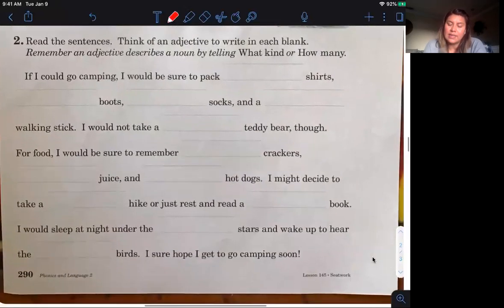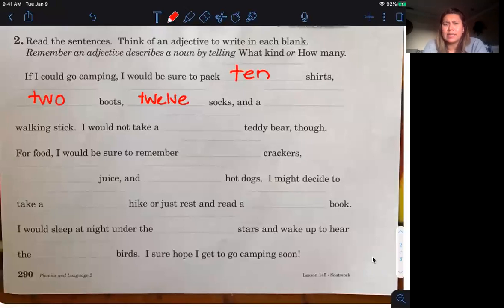All right. Read the sentences and think of an adjective to write in each blank. Remember, an adjective describes a noun by telling what kind or how many. So we're going to think of these words all on our own. Are you ready? All right. If I could go camping, I would be sure to pack 10 t-shirts, 2 boots, and 12 socks. It's got to be an even number, right? Because you have 2 feet. And a blank walking stick.